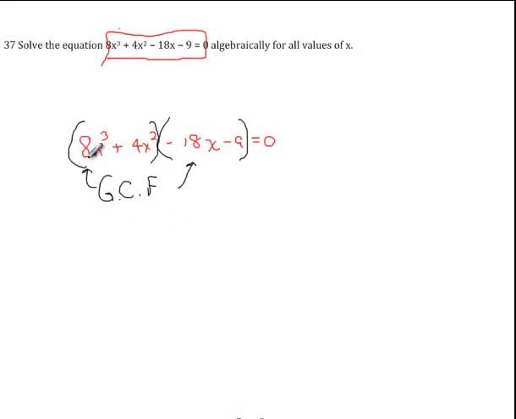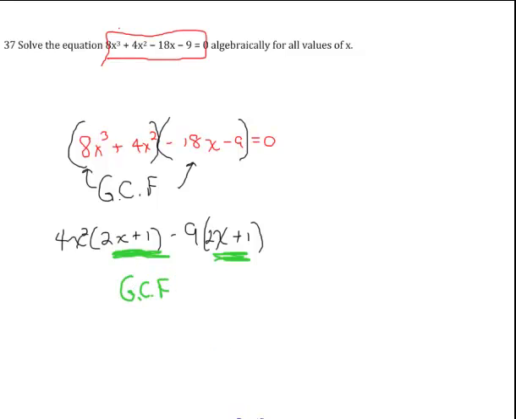Okay, so the greatest common factor in this first parenthesis is 4x squared. And when I pull out a 4x squared, I'm left with 2x plus 1. In here, the greatest common factor is 9, negative, and I'm left with 2x plus 1. Hey, look what I have. I should have another common factor when I do this grouping, so I'm going to do GCF again. And my greatest common factor this time is 2x plus 1. See, this has a 2x plus 1, and this has a 2x plus 1, leaving me with 4x squared minus 9.